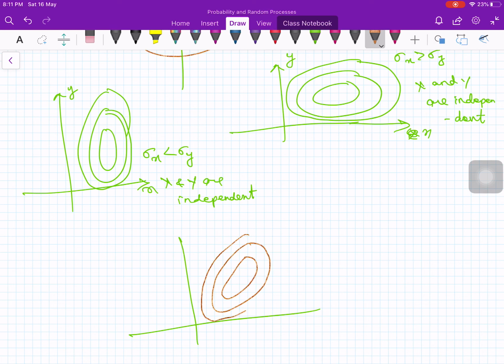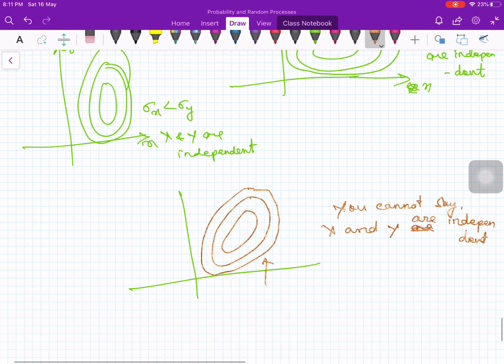Now in this case, you cannot say which is bigger and which is lesser, and also you cannot say x and y are independent. Okay, you cannot say x and y are independent. So how do you get this type of shape?